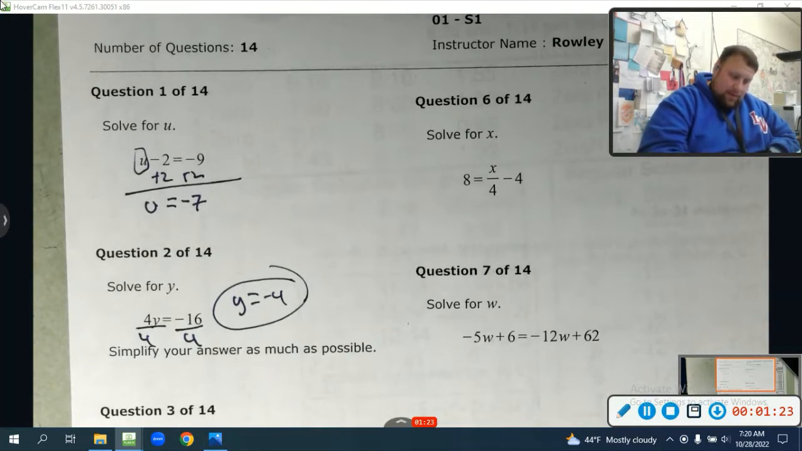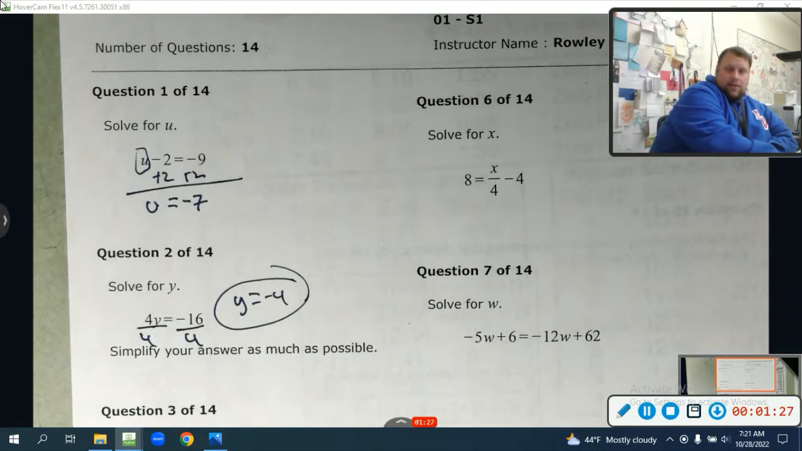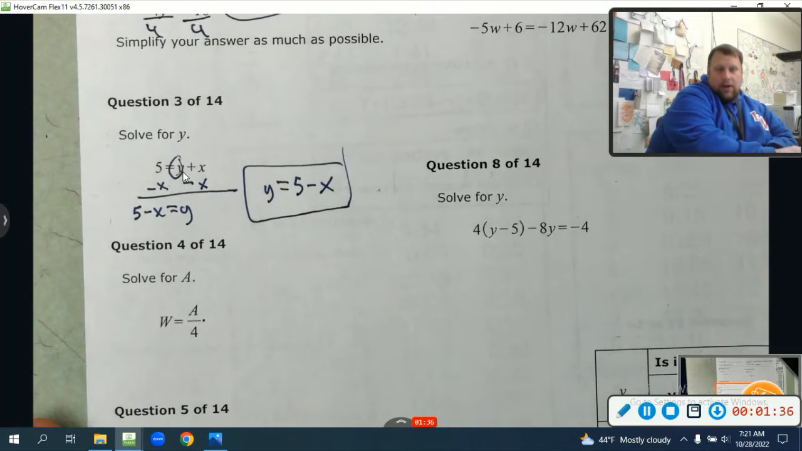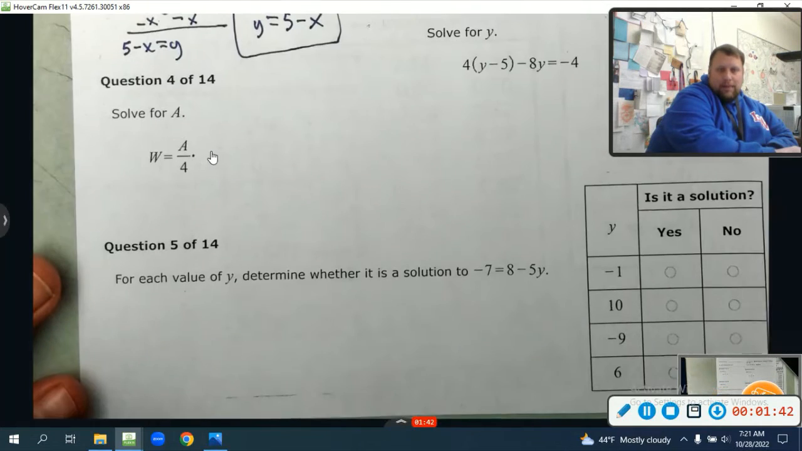Solve for a. Oh, you can't see this. I'm so sorry. I just realized you couldn't even see number 3. Look at that right there. All I did, guys, was subtract x from both sides: 5 minus x equals y, and I just flipped sides. Okay, sorry about that.